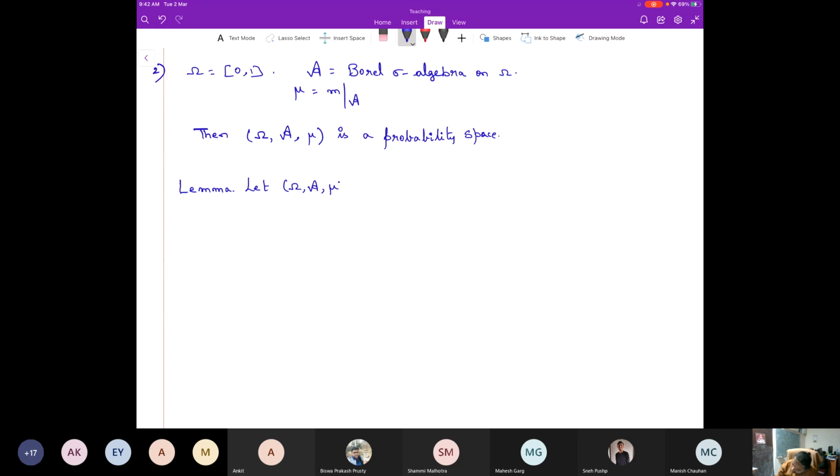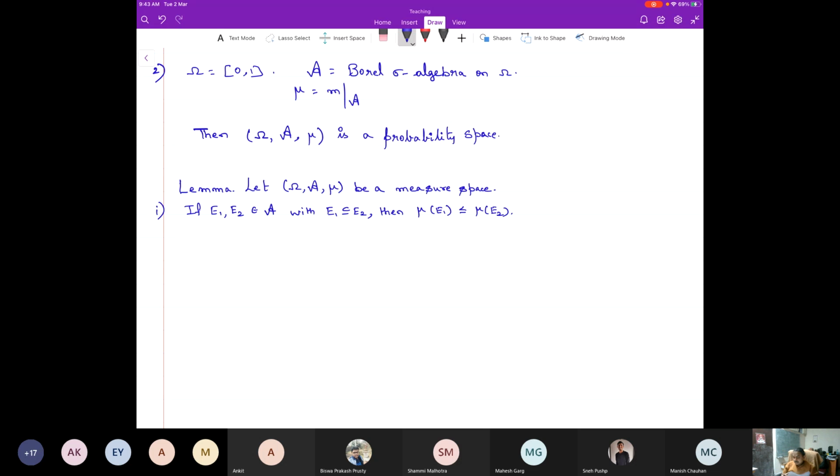Let (omega, A, mu) be a measure space. If E1, E2 belong to A with E1 contained in E2, then mu of E1 is less than or equal to mu of E2.